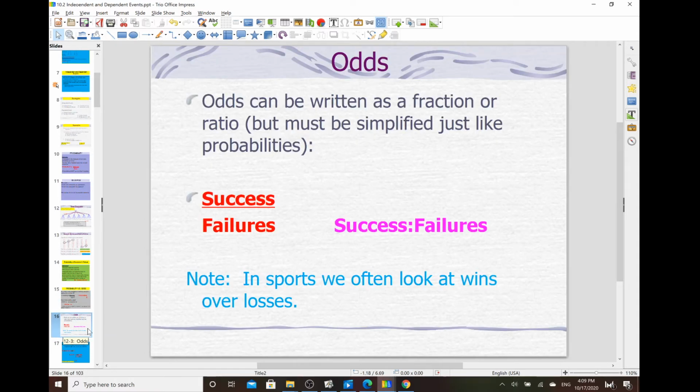Odds can be written as a fraction or ratio, but must be simplified just like probability. Success versus failure, so success over failure. In sports, we often look at the wins over losses.